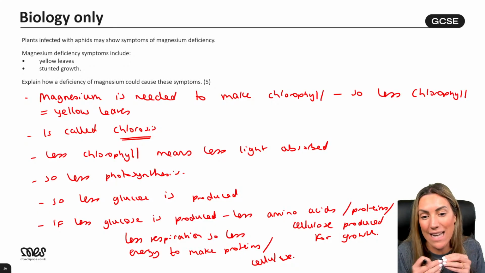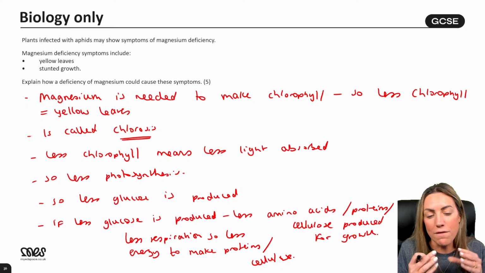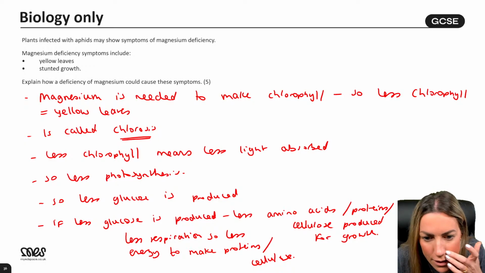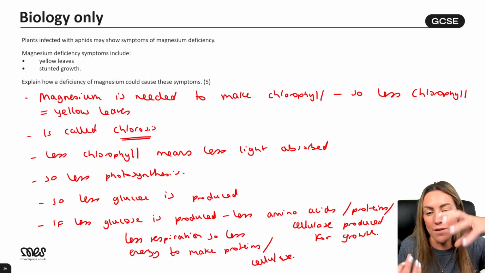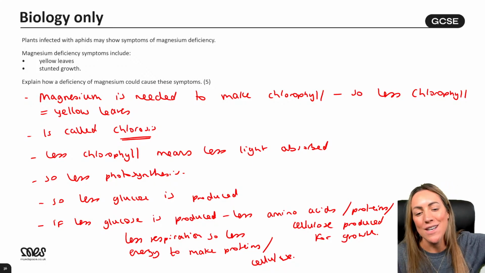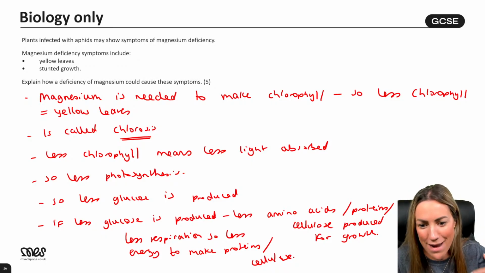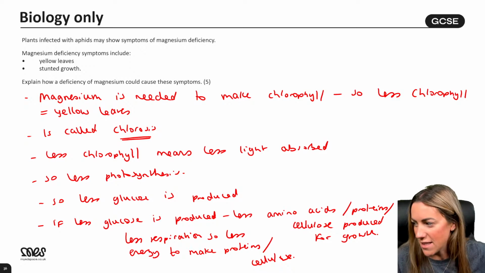Because cellulose makes cell walls. Obviously when a plant grows, it's through cell division. If you're making more cells, each cell needs a cell wall. So you would need to make more cellulose to make those cell walls. No, you didn't have to say cell walls.